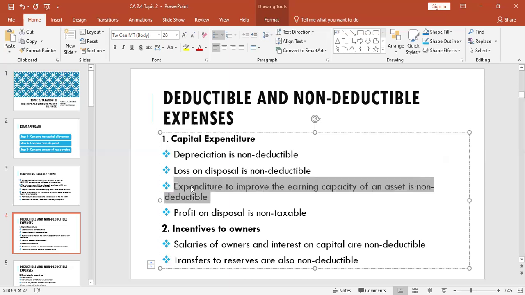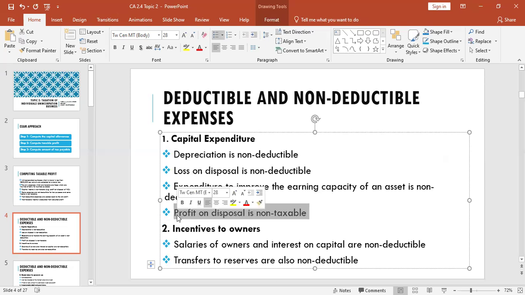the taxable profit. Then expenditure to improve the earning capacity of an asset is non-deductible. So this is a capital expenditure which is spent to improve the earning capacity of an asset. ZRA says we don't need to deduct it, it's non-deductible. You need to add it back to the net profit. Then profit on disposal is non-taxable. So this is a capital income, and ZRA says capital incomes are not supposed to be taxed.